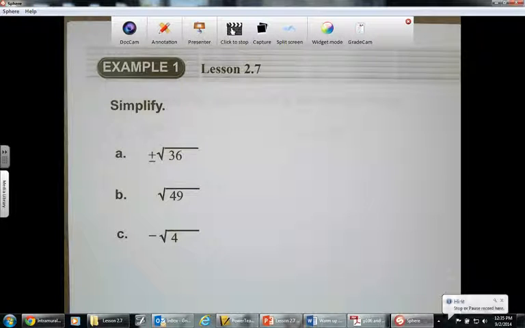The different ways they can write square roots. So we're going to go ahead, and this is our lesson 2.7. We're going to write that. And our learning goal today is find square roots and compare real numbers.